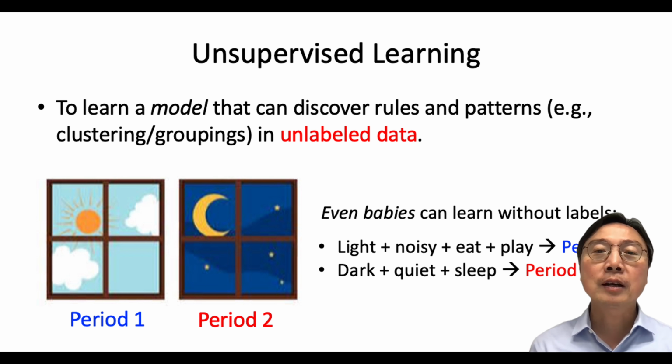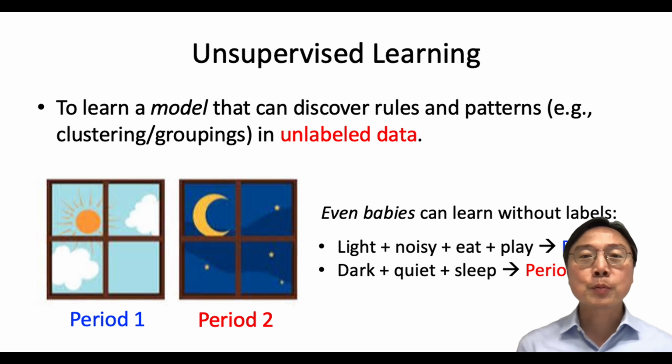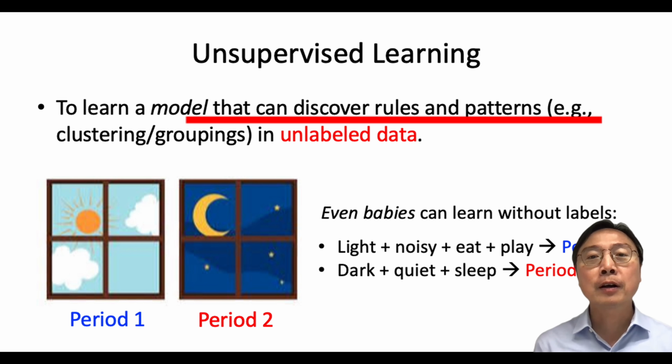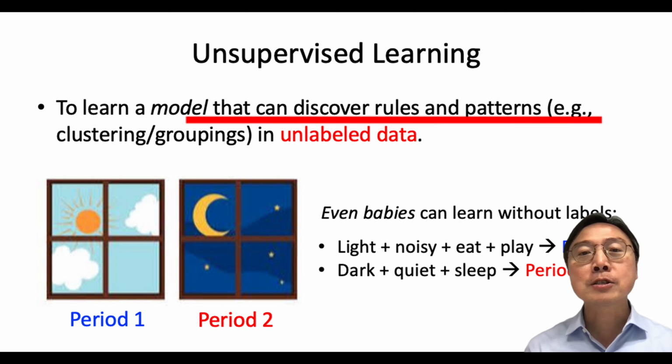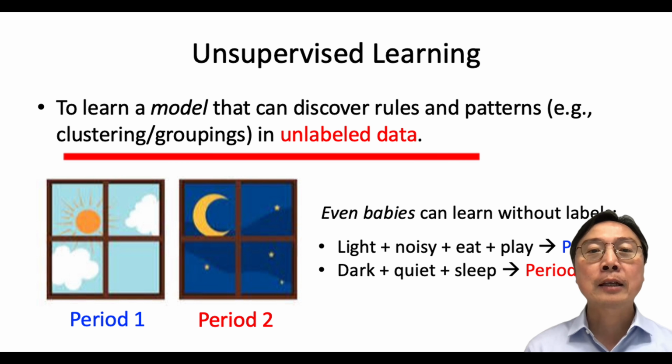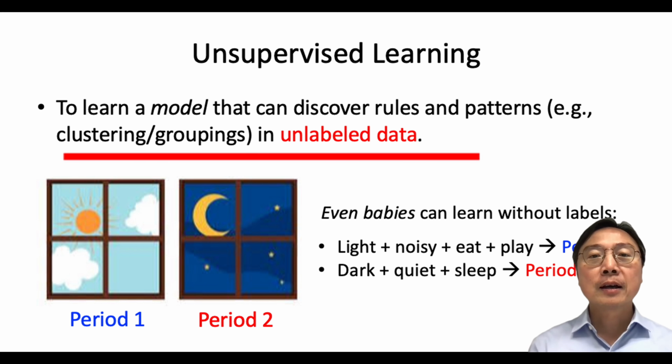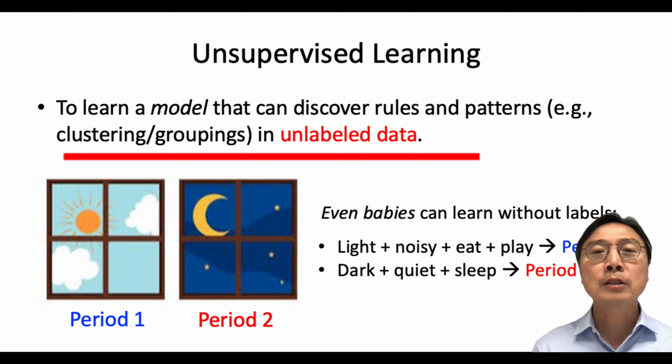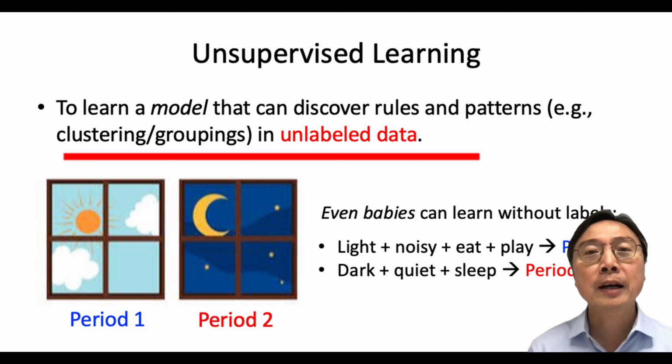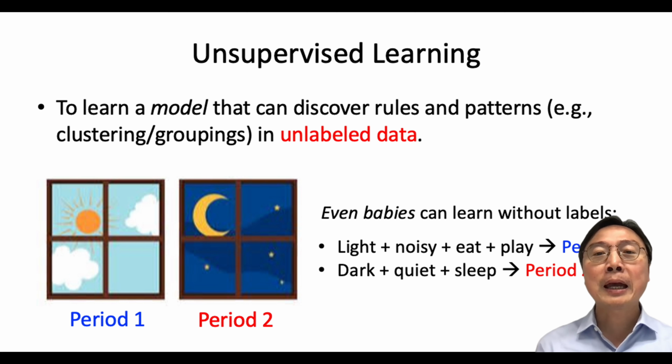Can we learn without labels? So basically, unsupervised learning would like to discover rules and patterns. Rules and patterns may appear in the form of clusters and groups. And then you may say, without labels, without supervision, it's very hard to learn. However, we notice that even babies can learn without labels.